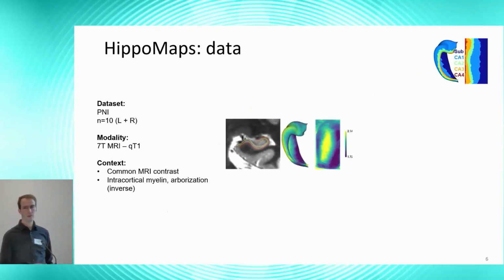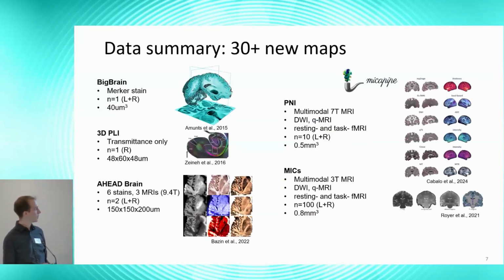So within HippoMaps, we've then mapped out many different kinds of data. I'm just showing as an example here from the data set Boris mentioned, looking at 7T MRI. Here we're looking at a fairly universal contrast, quantitative T1. And you can see in this unfolded space, it actually differs in line with its subfields. This light blue color is CA1, and it shows the highest intracortical myelin, or quantitative T1. So this is one example.